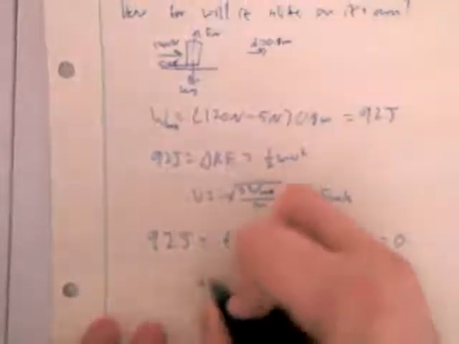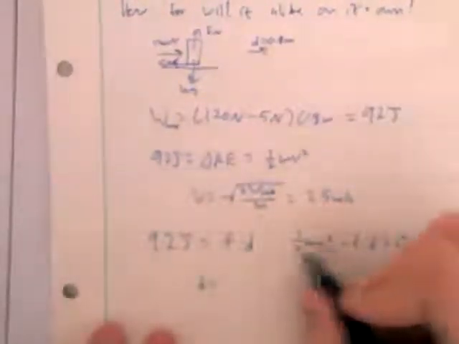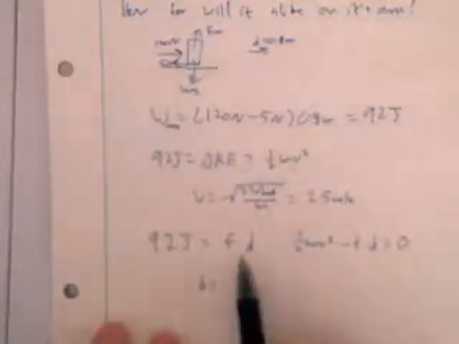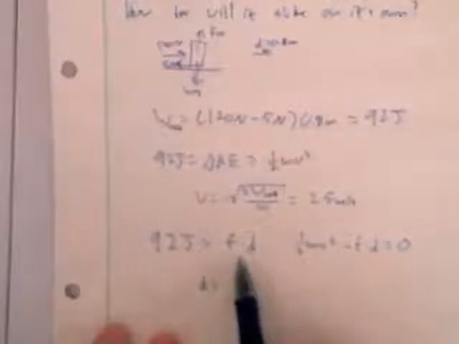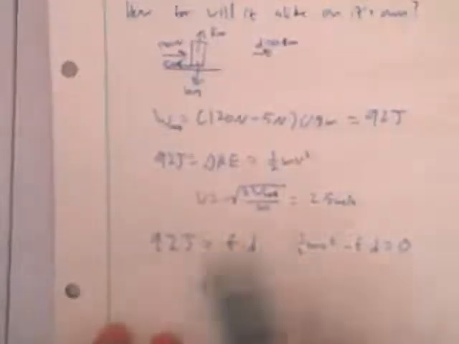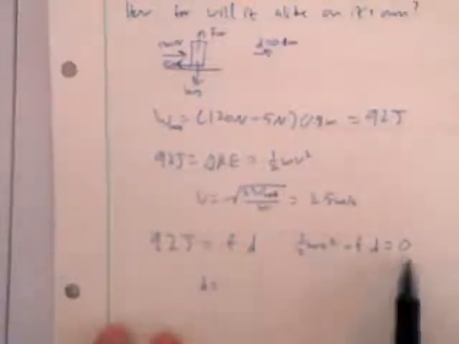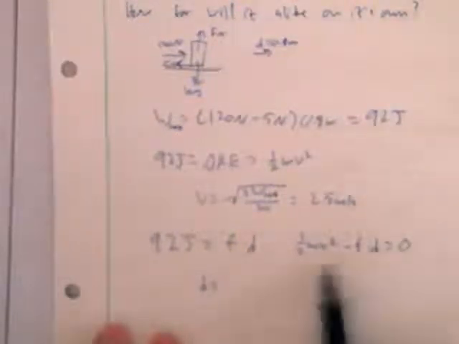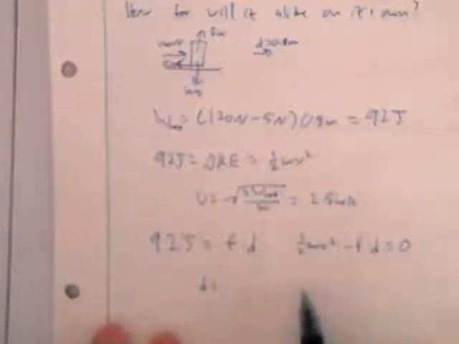Because this 1/2 mv squared is 92 joules as well, just keep that in mind. That's why these two formulas are thinking about the same thing. You can either say, how much work does friction need to do to bring it to rest, or you can look at our general formula for how our energy changes when we have both conservative and non-conservative forces acting. And either one will get you to the same result.